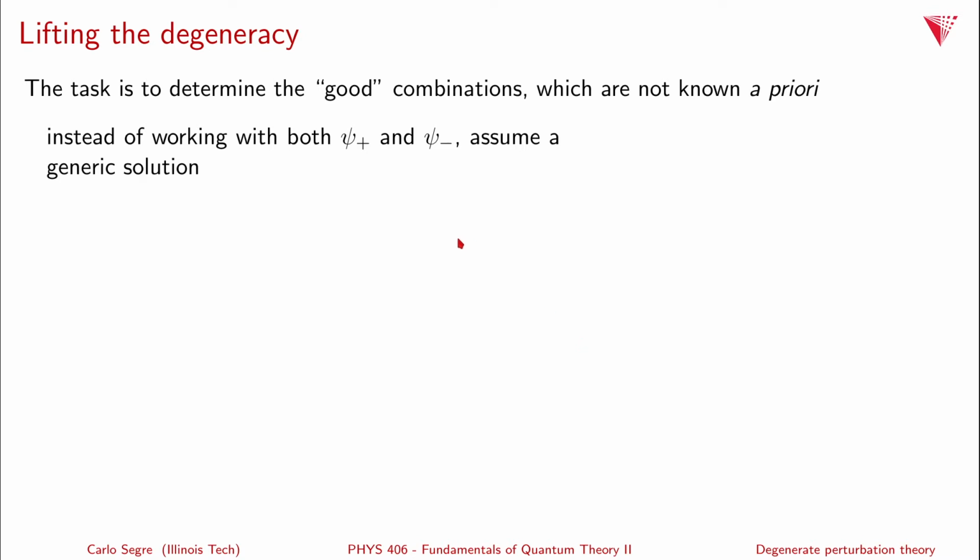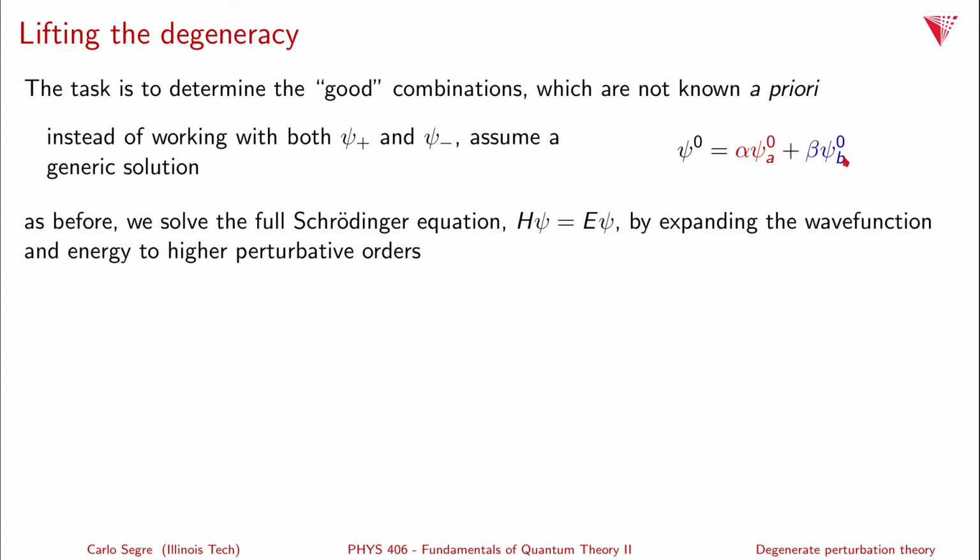So what we can do is, instead of working with both psi plus and psi minus, let's assume a generic solution. The generic solution, psi 0, is alpha psi A0 plus beta psi B0. What we're going to do is solve the full Schrödinger equation, the full Hamiltonian applied to psi equals E psi, by expanding the wave function and the energies to higher perturbative orders so that we can solve this exactly.